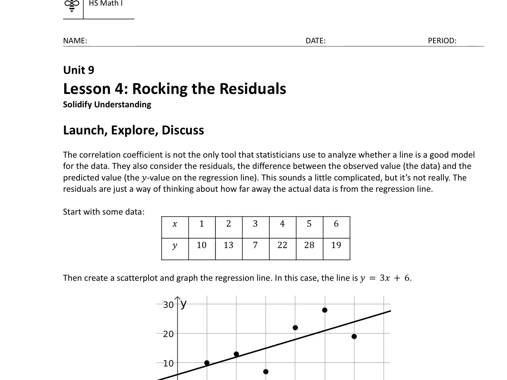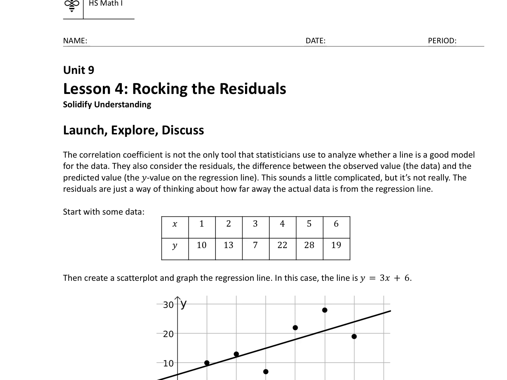This is the video notes for 9.4, Rocking the Residuals. The correlation coefficient, which is what we've been learning about from lesson 9.1, is not the only tool that statisticians use to analyze whether a line is a good model for the data. They also consider the residuals.